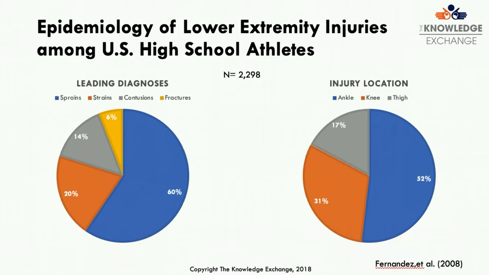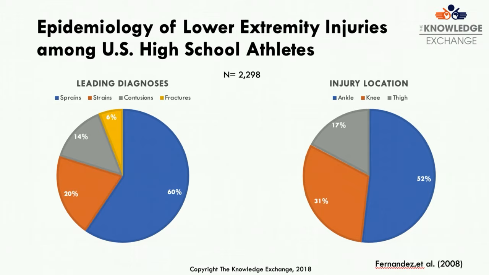We again see a difference in the presentation in active children. Fernandez et al.'s paper in 2008 looked at the epidemiology of lower extremity injuries among US high school athletes. Nine sports were reported: boys baseball, football and wrestling, girls softball, volleyball, and boys and girls basketball and soccer. Leading diagnoses were sprains at 50%, strains at 17%, and contusions or bruises at 12%, followed by fractures at 5%.